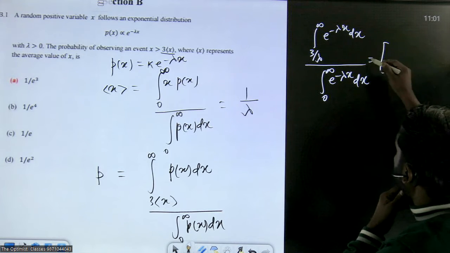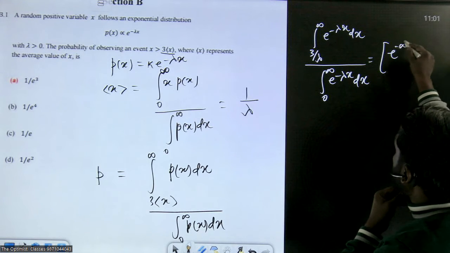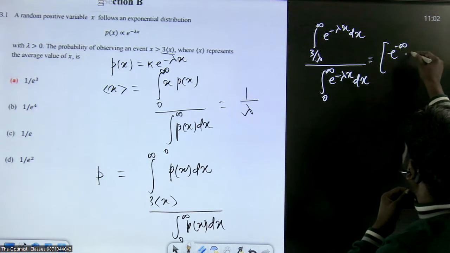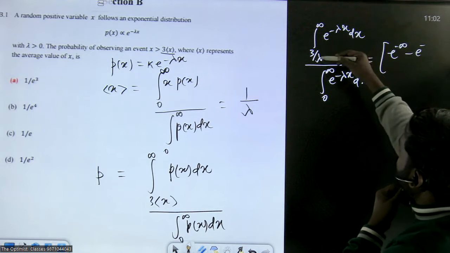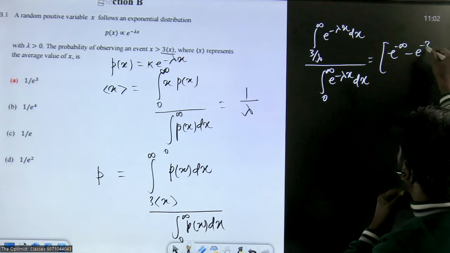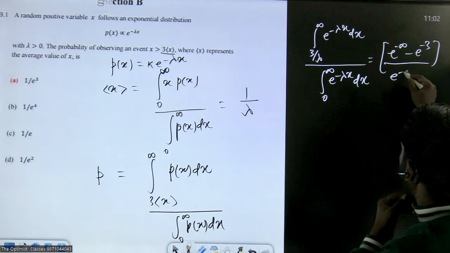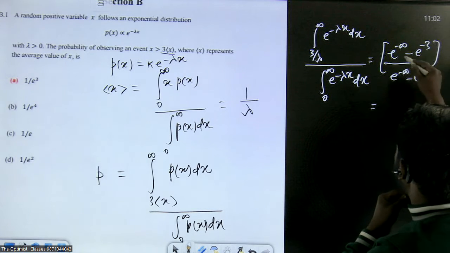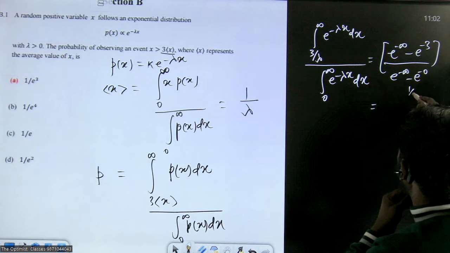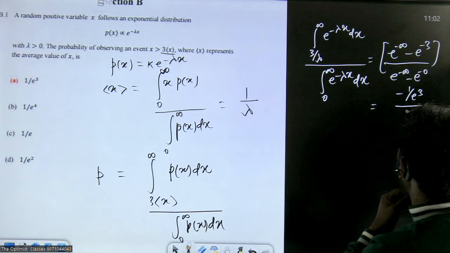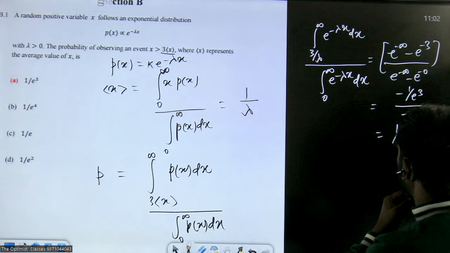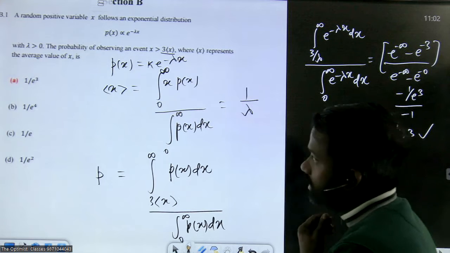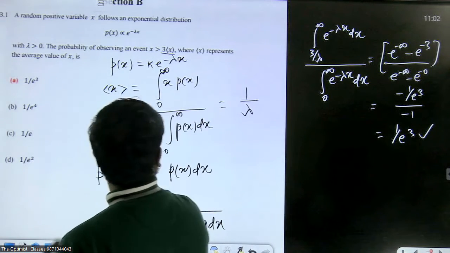You get e to the power minus infinity when you put the upper limit, and minus e to the power minus 3 when you put the lower limit, as lambda cancels out. And in the denominator you get e to the power minus infinity minus e to the power 0. Therefore the first term becomes 0, so you get 1 by e cube with negative sign, and in the denominator you get minus 1. So 1 by e cube is the answer. The correct answer is this.